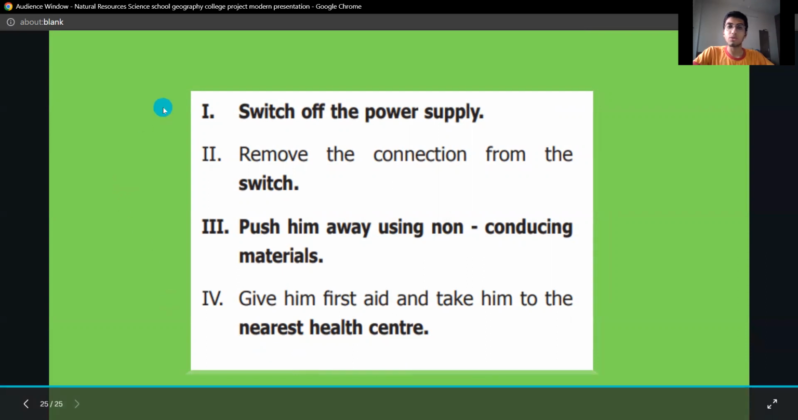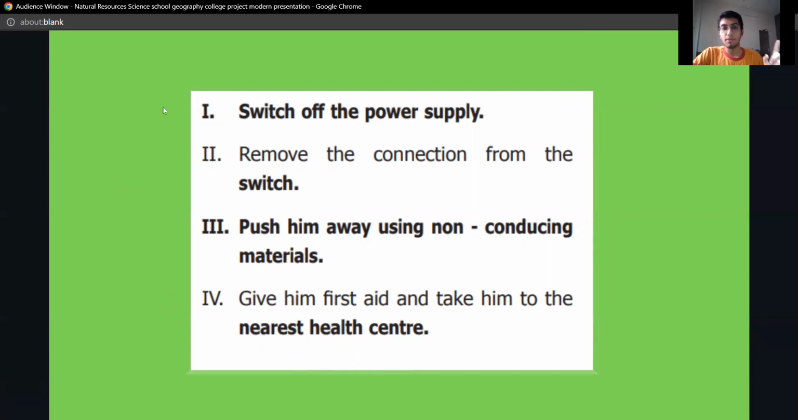Firstly, you should switch off the main power supply if the person has come in contact with a switch or a wire. Make sure to switch off the power supply as soon as possible. Then secondly, remove the connection from the switch. Make that switch isolated. Just remove the connection so that there is no current flow through the switch.